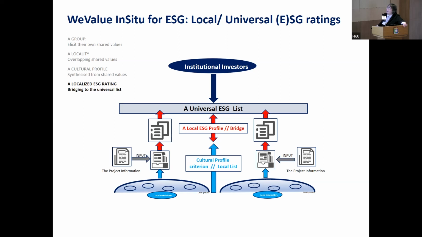So up here, we have the universal list part. Down here, we have the local indicators part, the local list, and we're bridging. We're bridging by evaluating the project according to the local indicators.